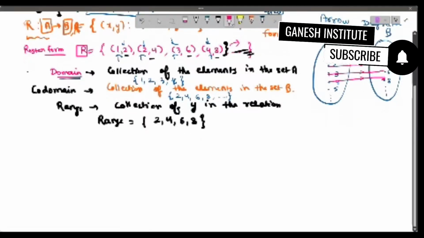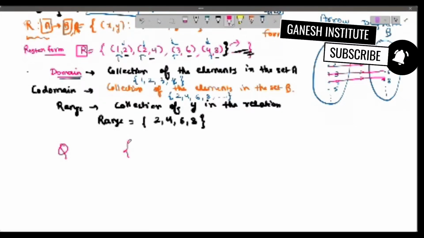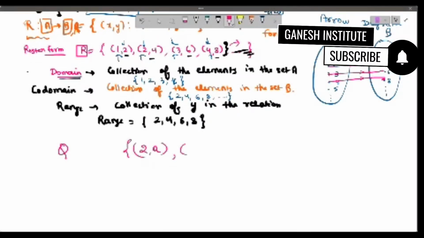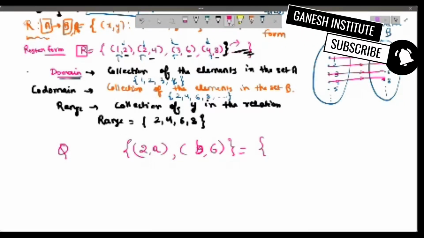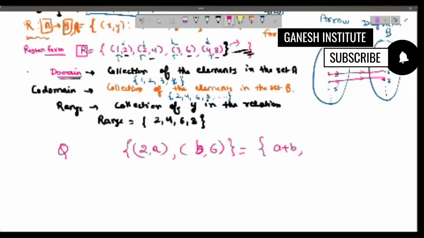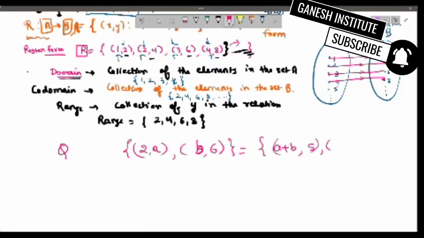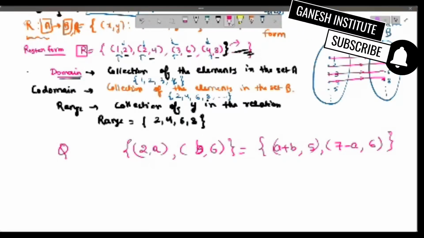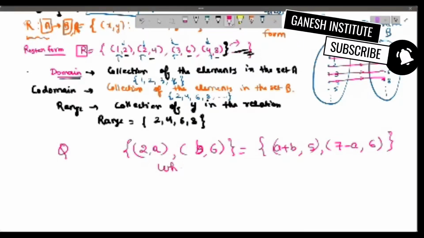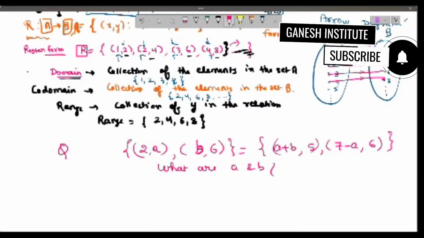Now if there's one question, let's say if the relation has ordered pairs (2a, b) and (6, a plus b), and ordered pairs (5, 7 minus a), what are the values of a and b?